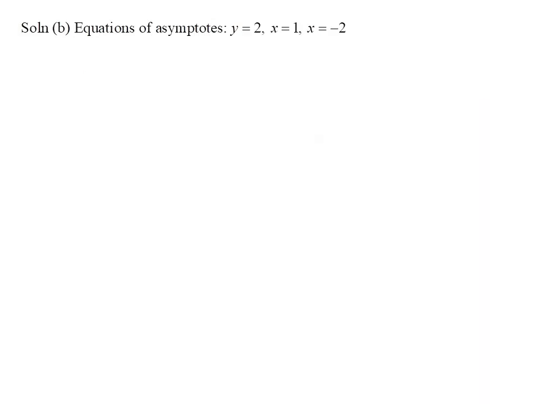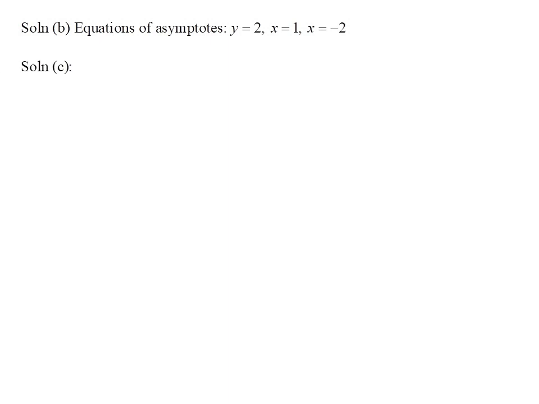Now, we move ahead to solve part B of this question, which asks for the equations of the asymptotes. According to the form expressed in part A, f of x equals 2 plus the algebraic fraction (5x minus 11) over the product of (x minus 1) and (x plus 2). We have the following equations of asymptotes: y equals 2, x equals 1, and x equals negative 2.